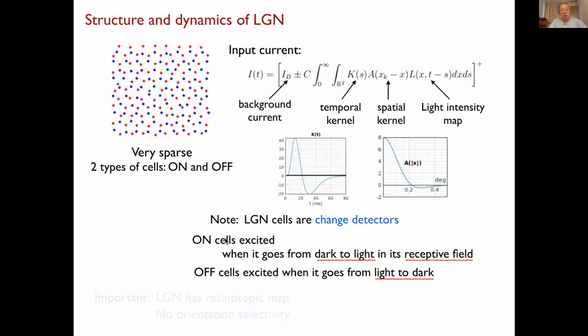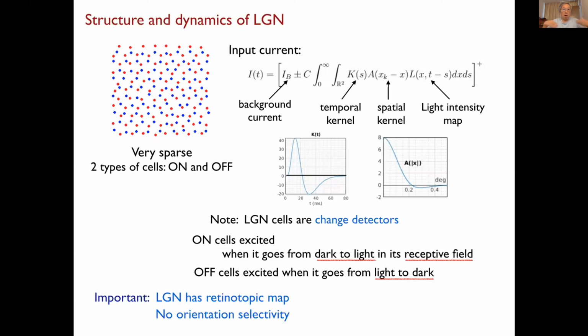So ON cells are excited when it goes from dark to light. Each LGN neuron only sees a tiny spot in visual space, so it focuses on the luminance of that spot. When it goes from dark to light, this derivative tells the ON LGN cells to spike. They get excited. And the OFF cells do the opposite. They get excited when it goes from light to dark. And that's basically all there is to know for the purposes of this talk about LGN.